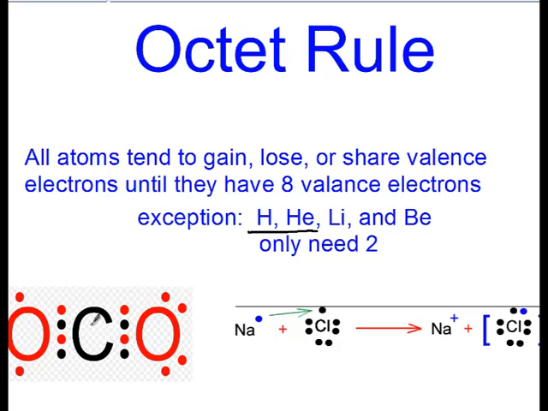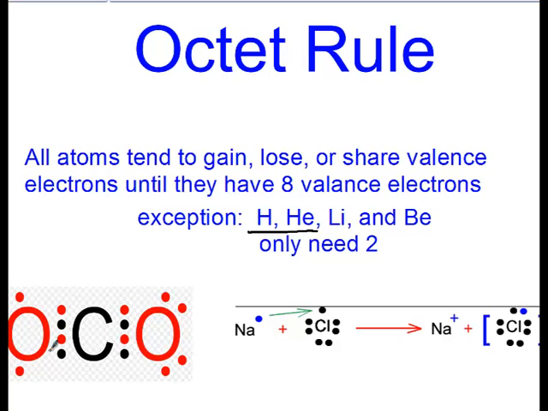So they're meeting the octet rule. So if I add up these electrons right here, I've got 1, 2, 3, 4, and 4 on the other side. So I've got 8 electrons right here with carbon. So it thinks it has 8 electrons, and it's pretty happy with that. And each one of these oxygen atoms, if you add them up, will also have 8 valence electrons. So we're meeting the octet rule, and we'll learn how to draw these throughout this chapter.